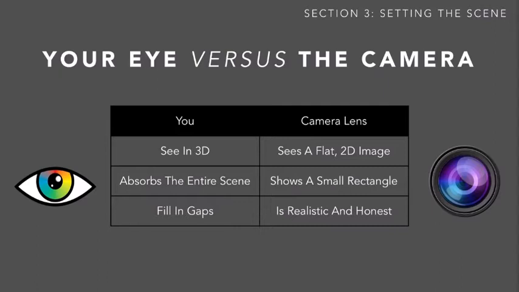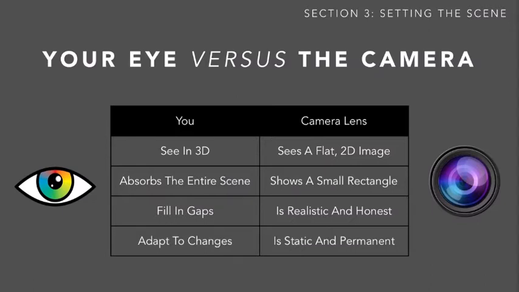You and your mind are also smart enough to fill in the gaps. If the scene is poorly lit, your mind still understands what's going on because it can look at it from different angles and gather more information than the small rectangle of the camera lens. But the camera is realistic and honest, and it only shows exactly what's in front of it. Your mind can adapt to changes. If you see the scene with good lighting and then the lighting changes, you can remember what it looked like before. But the camera lens is static and permanent. It takes one picture, that picture doesn't ever change, and it's going to show you exactly what's in the scene.